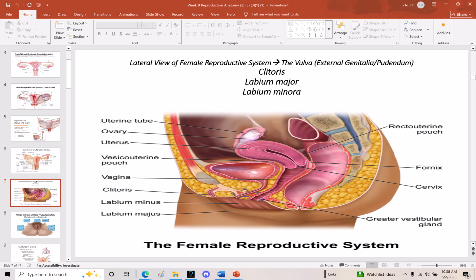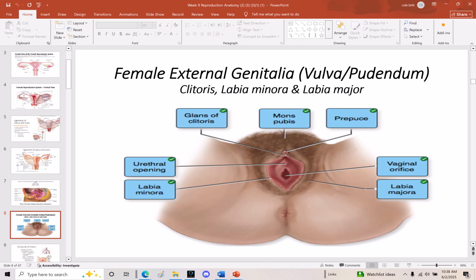All right, external genitalia. And we talked about this a minute ago. So, clitoris. I want to talk about it specifically because it is a homologue to the penis. So you do have erectile tissue in the clitoris. You do have a prepuce covering it. But there is a slight bit of erectile tissue in the clitoris.